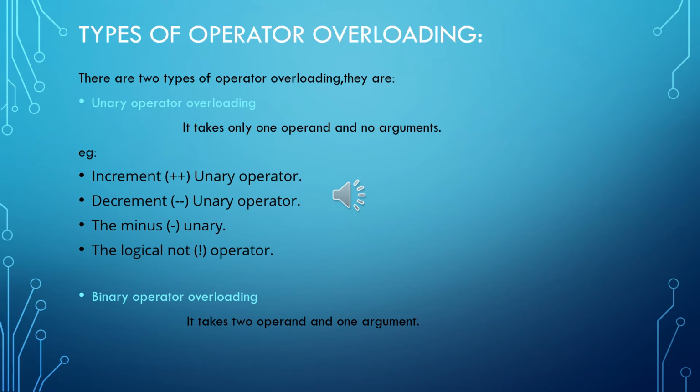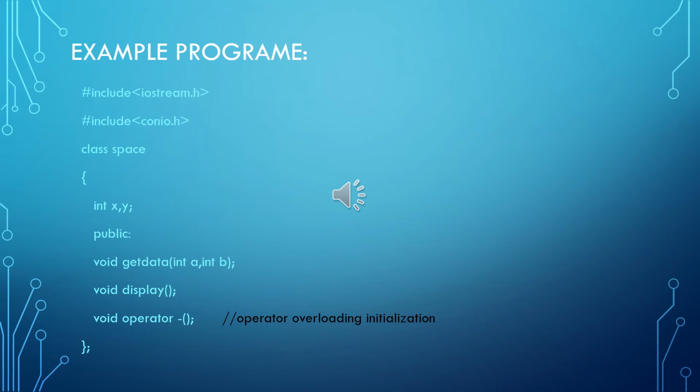Types of operator overloading. There are two types of operator overloading: unary operator overloading and binary operator overloading. Unary operator overloading takes only one operand and have no arguments. For example, increment operator, decrement operator, minus, logical not operator. These are the examples of unary operator overloading. Binary operator overloading. It takes two operand and have one argument. Next, we are going to see the example program based on unary operator overloading.